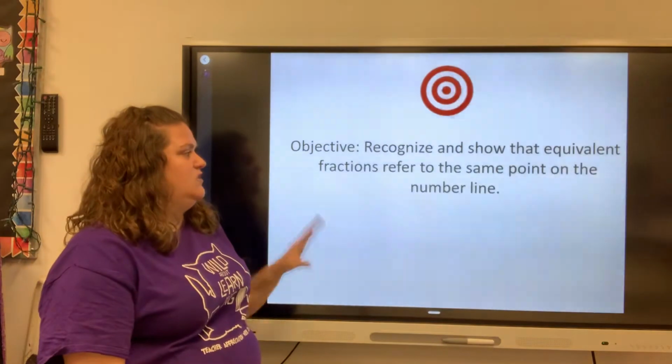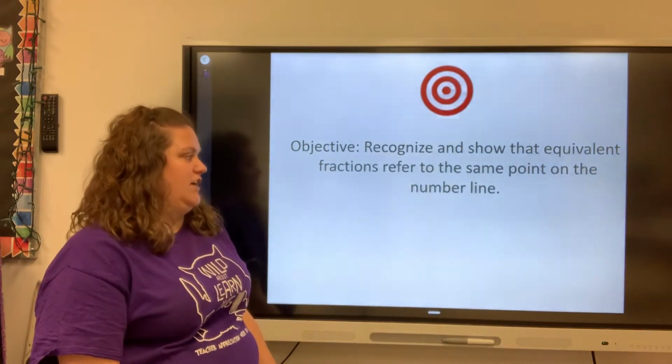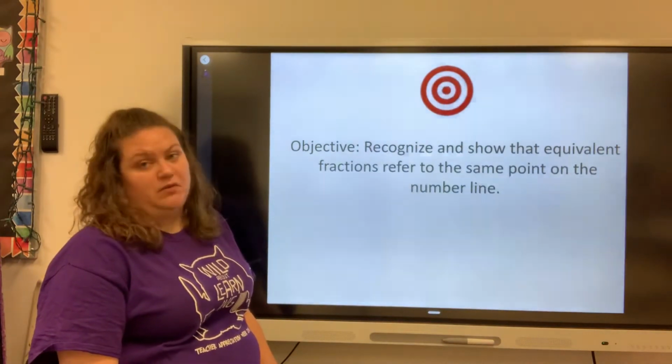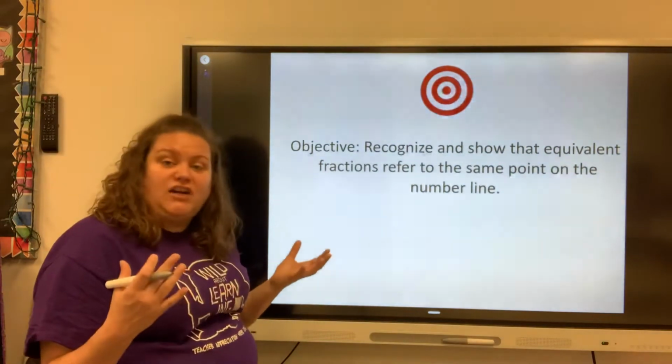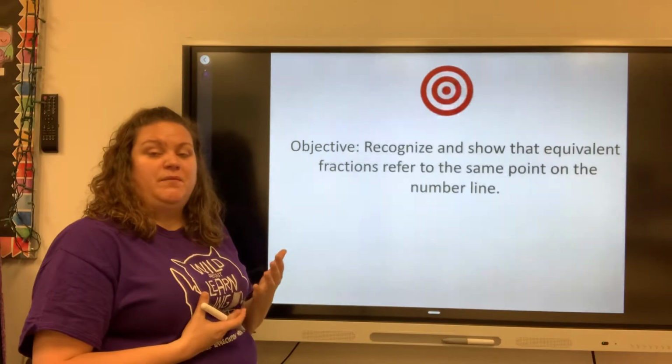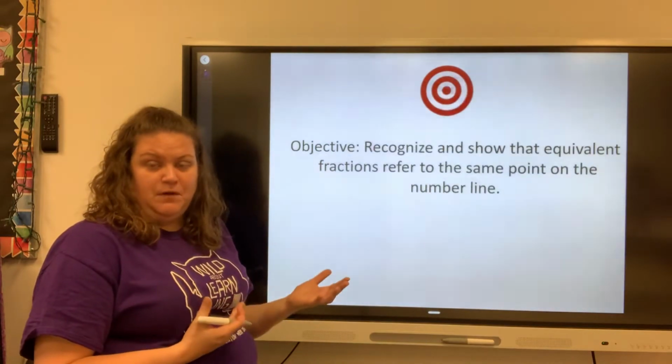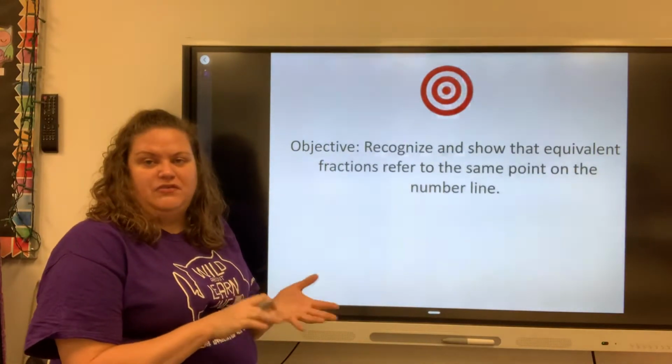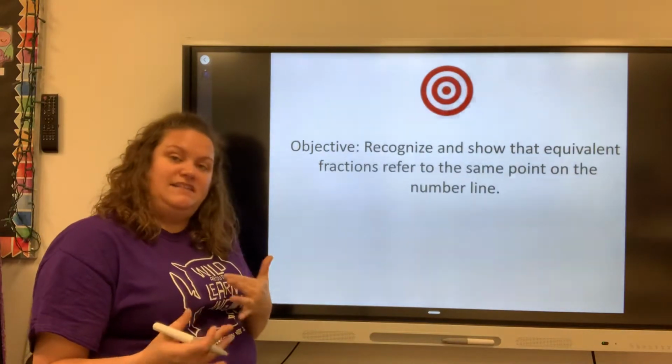Our objective today is to recognize and show that equivalent fractions refer to the same point on a number line. So what we're looking at is fractions and different ways to write them so that they're equal. If you have your fraction tiles from the Fraction Tiles website from the other day and you want to try using that today, this is a great one.